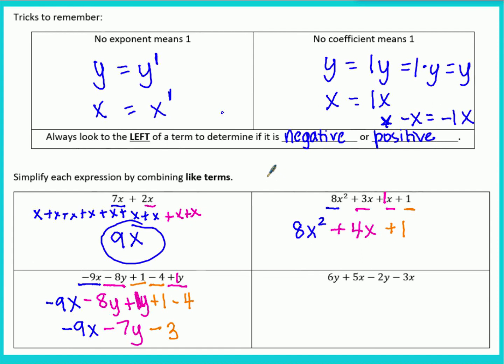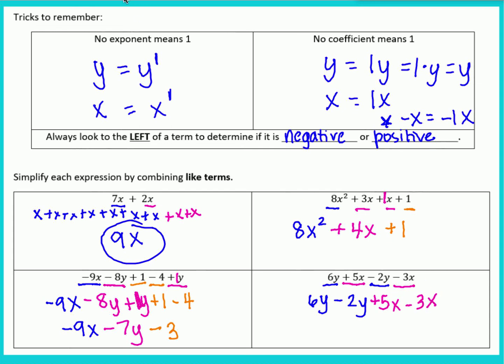For our final example here, we have 6y plus 5x, so those are already going to be different terms, minus 2y, so that's a negative 2y there, and then minus 3x, which is a negative 3x. The first step that I'm going to do is rearrange the order in which I'm seeing these so I can put my like terms next to each other. But be careful with this negative 2y because it says minus 2y, so we have to treat that like a negative 2. We bring down our plus 5x and our minus 3x.